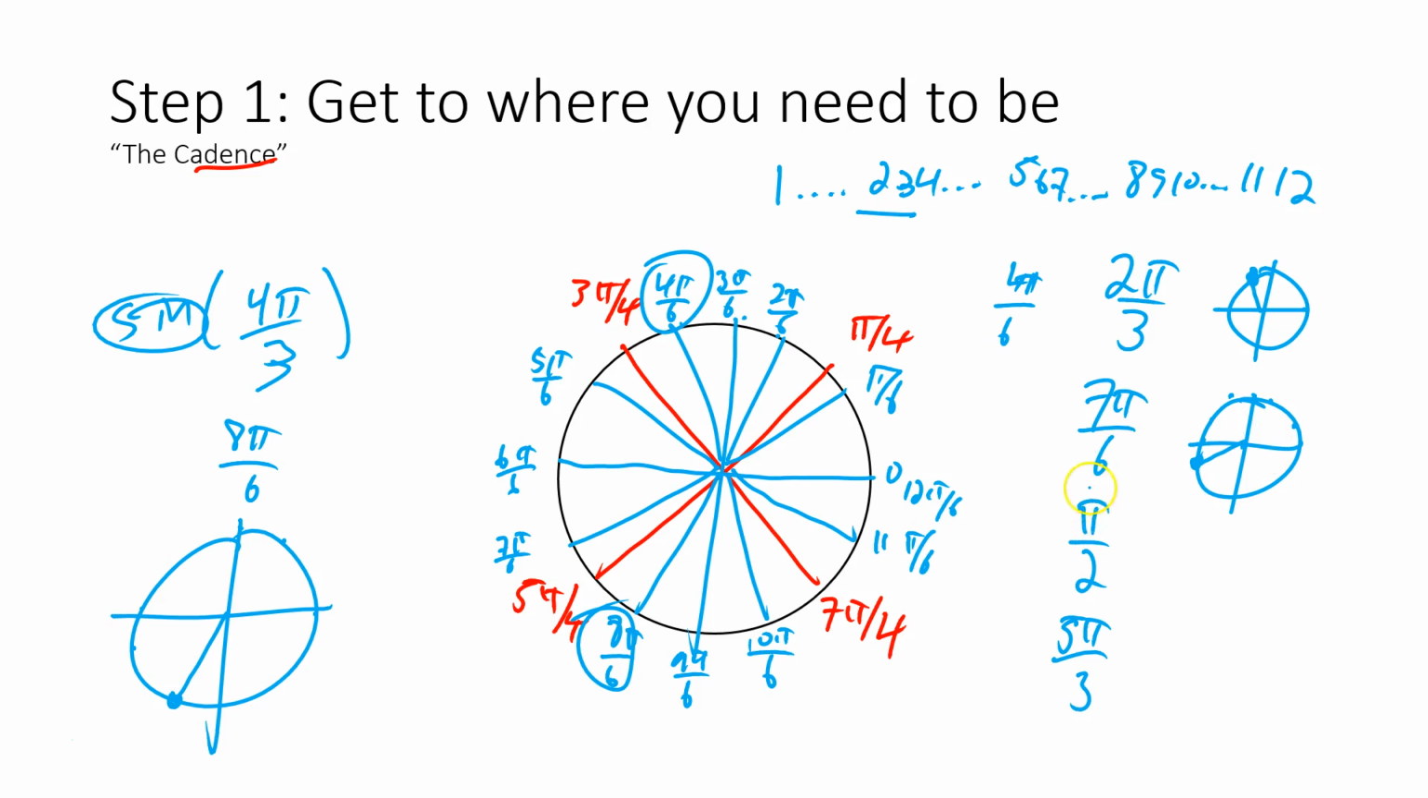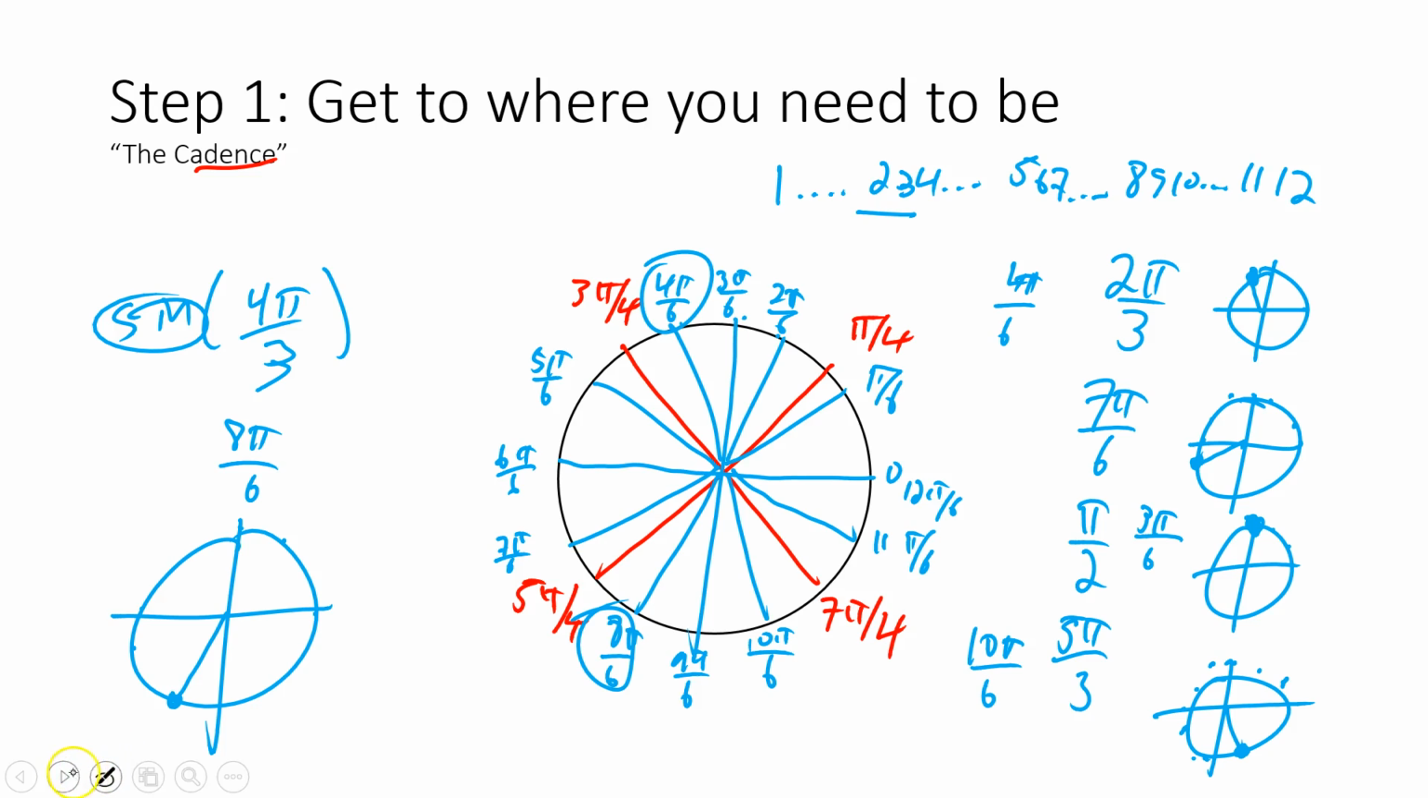Pi over 2, the thing about that over 6, it's 3 pi over 6. 1, 2, 3. It's right at the top of the circle. 5 pi over 3, that's 10 pi over 6. So I'm going to go 1, 2, 3, 4, 5, 6, 7, 8, 9, 10. Just beyond 270, right there. So as long as we can get to these spots on the circle, we have step 1 done.